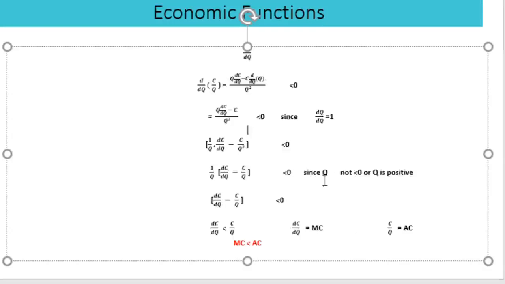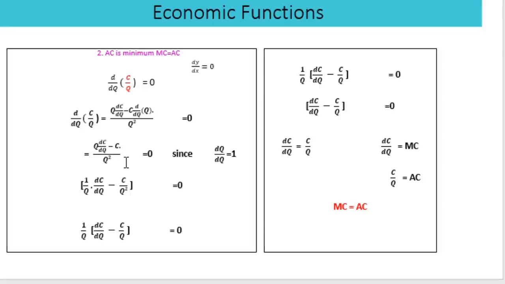It is proved in this section. Then the next relationship, the second one, is that when AC is minimum, AC equals MC. When AC is minimum, it means dy by dx equals 0. This is the first order condition for minimum.